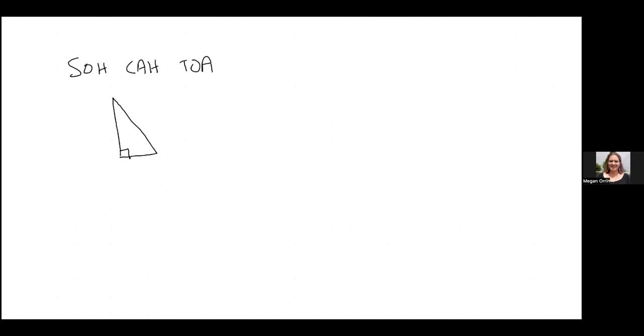Okay, what side is this one here? Adjacent, it's next to my angle. What's this one here? Opposite, because it's opposite my marked angle. And this one is? Hypotenuse. Good. All right. So we are also looking at bearings.